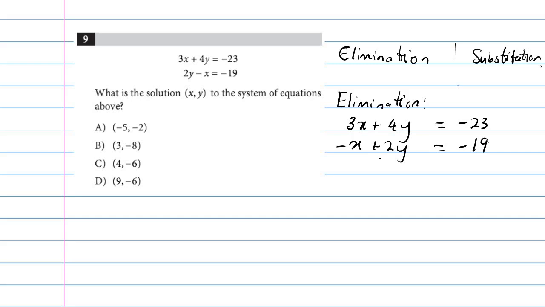I'll show you the process, and we can understand why I did that, and then we will go back and analyze the method. I'm going to take this equation and multiply by 3. If you multiply the entire equation by 3, negative x times 3 is negative 3x, 3 times 2y is 6y, and negative 19 times 3 is negative 57.